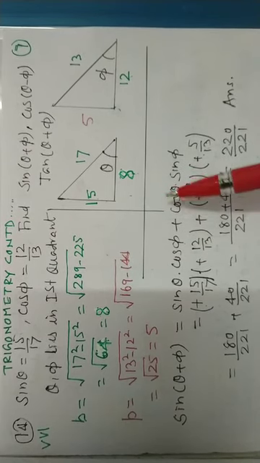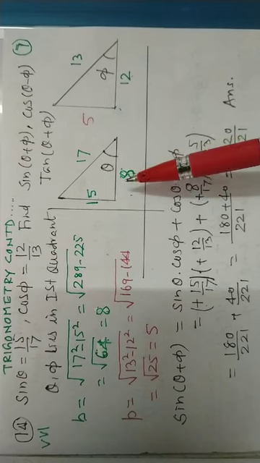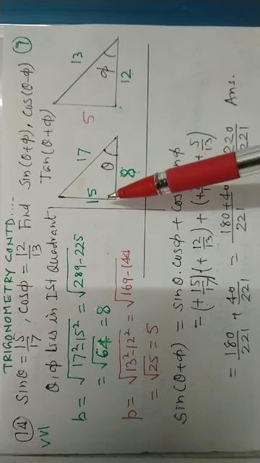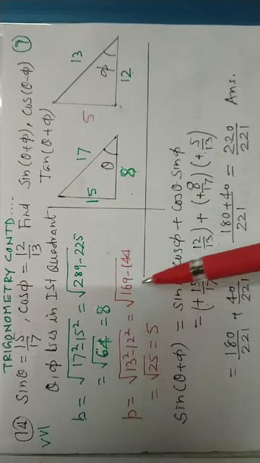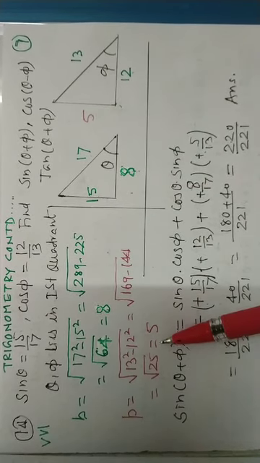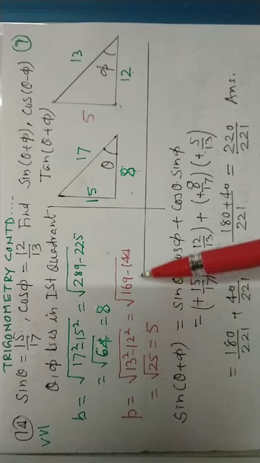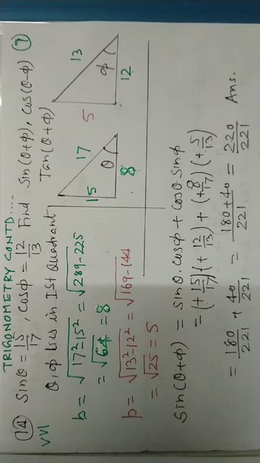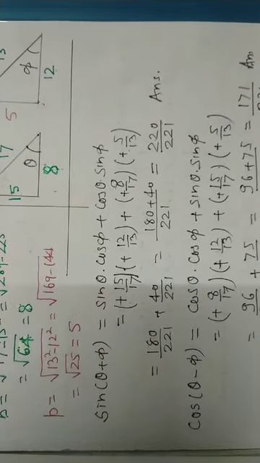Now find the value of the base for this. The base is the square root of 17 square minus 15 square, this is 8. Likewise find the perpendicular for this. The perpendicular is the square root of 13 square minus 12 square, this is 5. After that you can find the value of sin of theta plus phi.